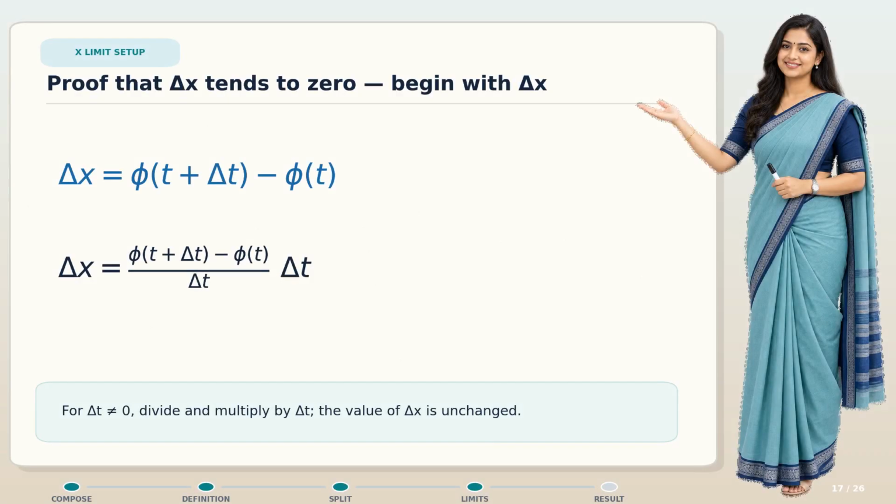Start with the definition of delta x. Delta x equals phi of t plus delta t minus phi of t. For non-zero delta t, divide and multiply this expression by delta t. Then delta x equals the difference quotient, phi of t plus delta t minus phi of t divided by delta t, multiplied by delta t. This equality is the key to the proof.